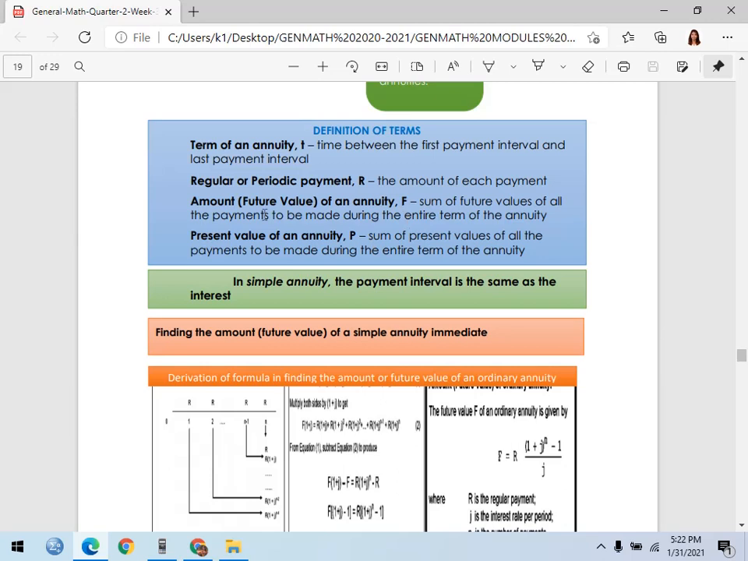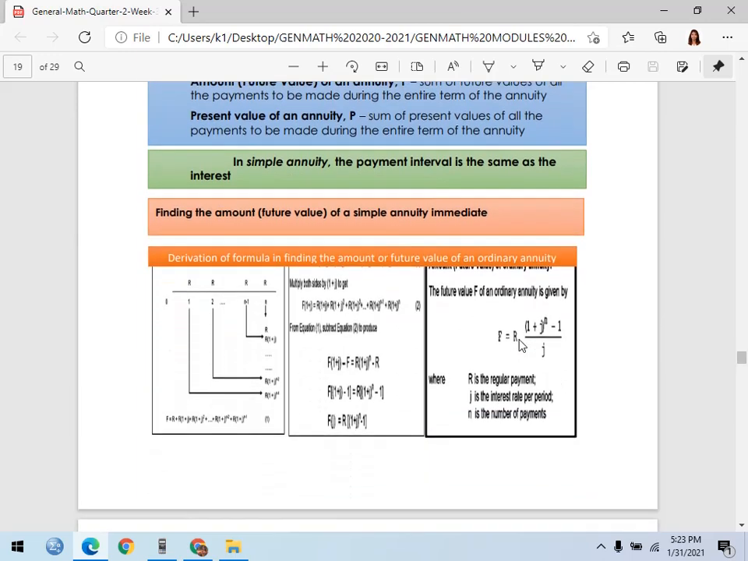Amount or future value of an annuity, represented by capital F. That is the sum of the future values of all the payments to be made during the entire term of the annuity. And present value of an annuity, we have P. That is the sum of the present values of all the payments to be made during the entire term of the annuity. So again, in simple annuity, the payment interval is the same as the interest period.